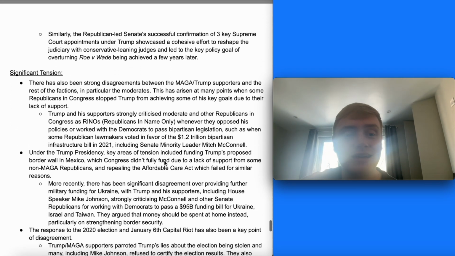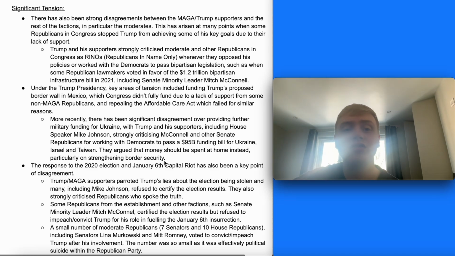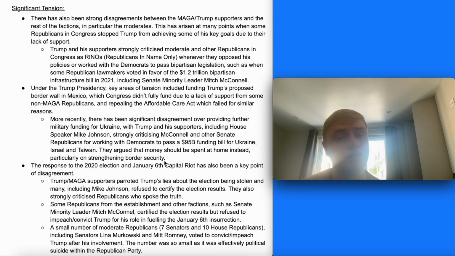But there's also been significant tension. There have been strong disagreements between the MAGA Trump supporters and the rest of the factions, in particular the moderates. This has arisen at many points when Republicans in Congress stopped Trump from achieving some of his goals due to their lack of support when he was president.